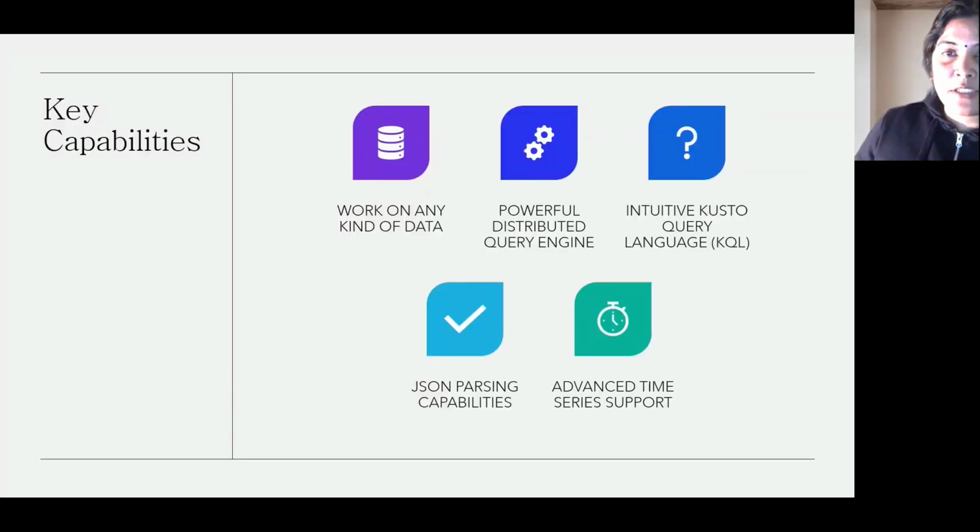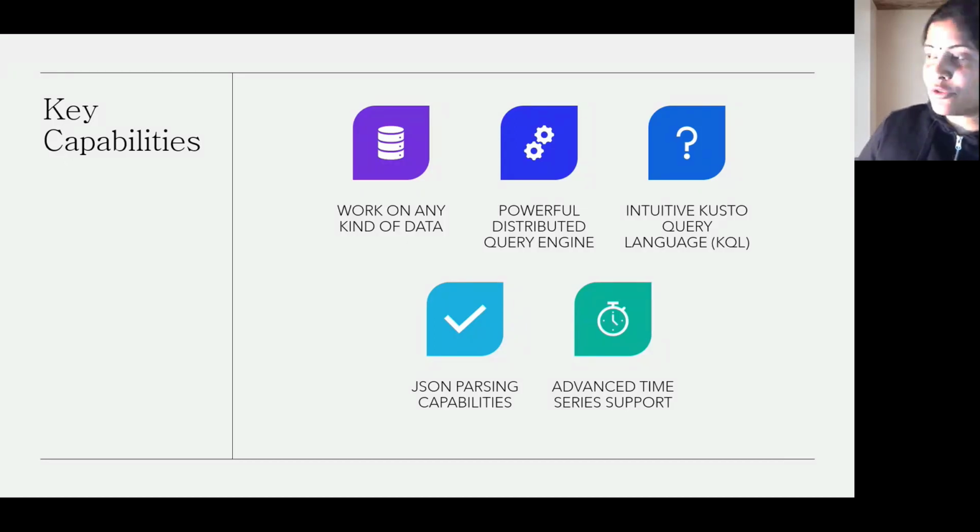So what are the key capabilities of this Azure Synapse Data Explorer pool? The first thing is it can work on any type of data, whether we are talking here about structured, unstructured, or semi-structured data. Basically, it doesn't matter. It has a powerful distributed query engine, which is really required when we are going to store terabytes and petabytes of data. You need a distributed query engine in order to query this data and to retrieve the results.